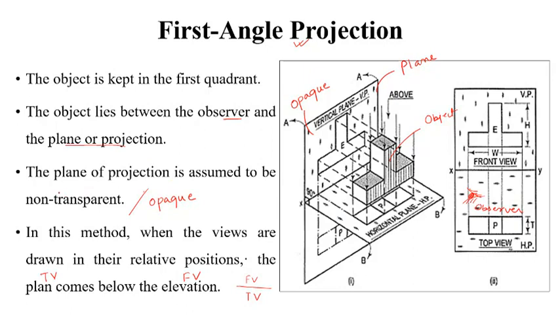Second is that the plane of projection is assumed to be opaque or non-transparent. Then in case of first angle projection, the front view is always above the reference line, or we can say the front view is always above the top view. So that is for your first angle projection.